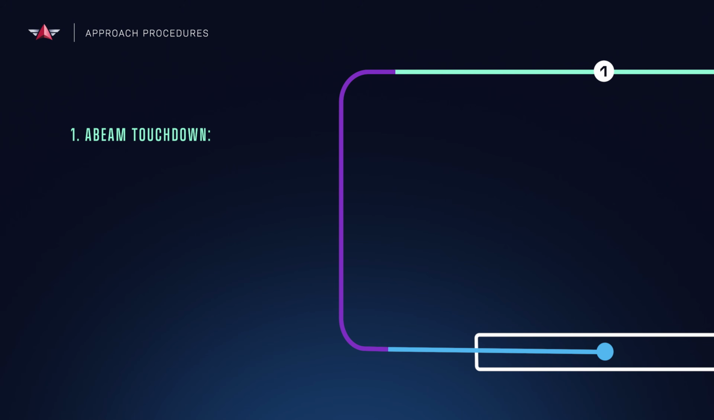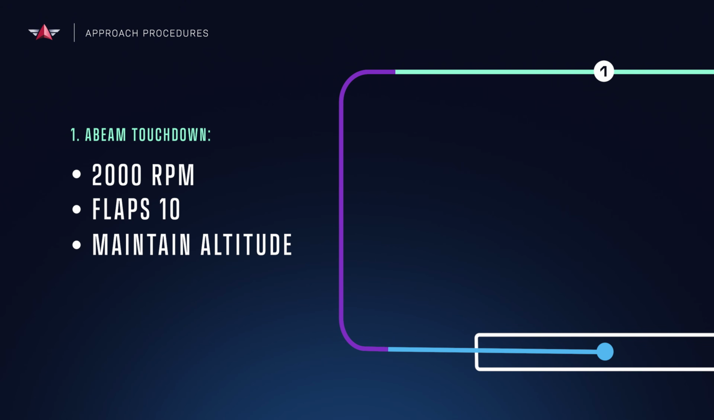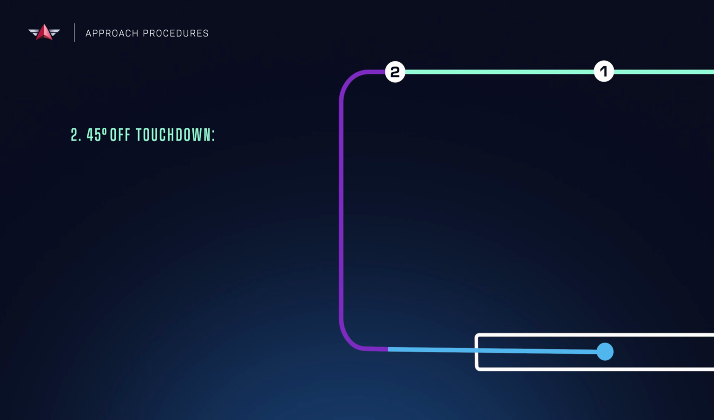At beam touchdown point, we reduce the RPM to 2000. We set flaps 10 and we maintain altitude. This gives us approximately 80 knots. At 45 degrees from our touchdown point, we reduce the RPM to 1700 and lower our nose slightly. We begin the turn.